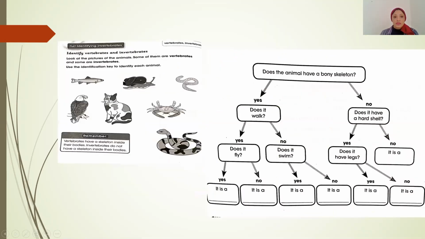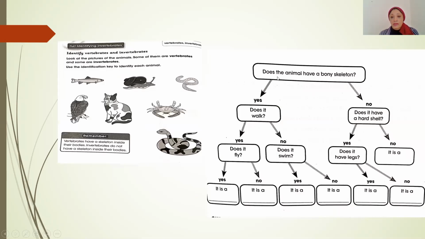Here is another question in your skills builder. You have here: identify vertebrates and invertebrates. Look at the picture of the animals. Some of them are vertebrates and some of them are invertebrates. Use the identification key to identify each of these animals. You have fish, eagle, cat, snail, worm, crab, and snake.